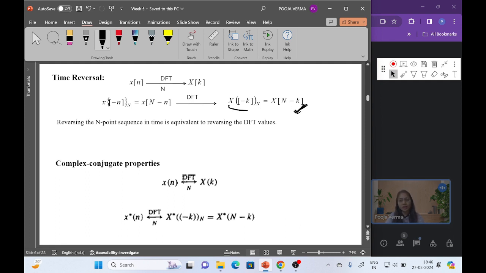Another one is the complex conjugate property. The N-point DFT of x conjugate of n is X conjugate of N minus k. This is an important property, and most of the questions are related to this property only.